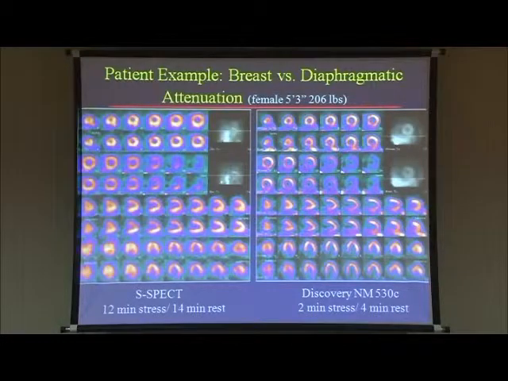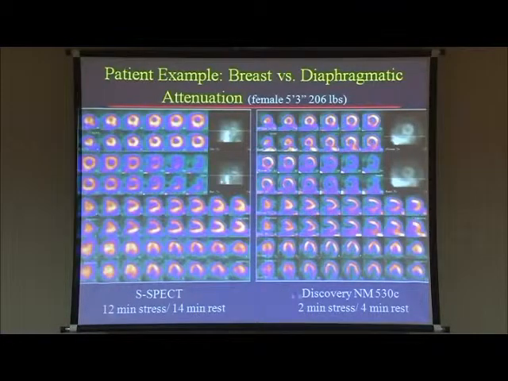Here's an example of what I was talking to you about. This is a lady, 5'3", 206 pounds. I realize these are not the units you use, but this is a short, chubby lady, which I think in the United States we have a lot more of than you have here. But you can see the breast shadow over here, and you can see that breast shadow being realized over here. And again, this is conventional doses, conventional acquisition times, conventional SPECT.